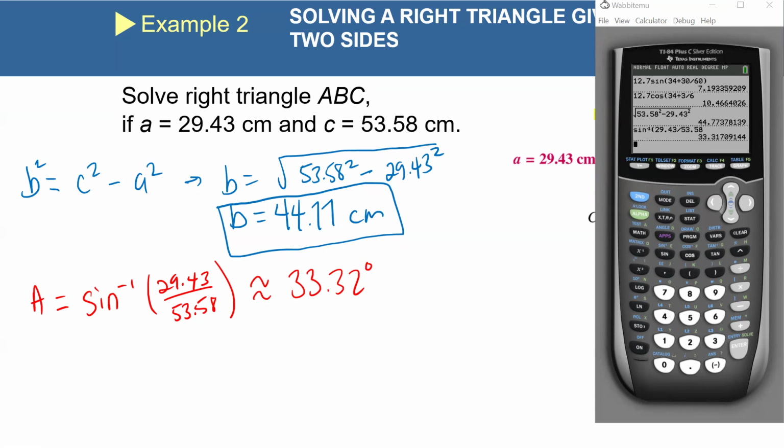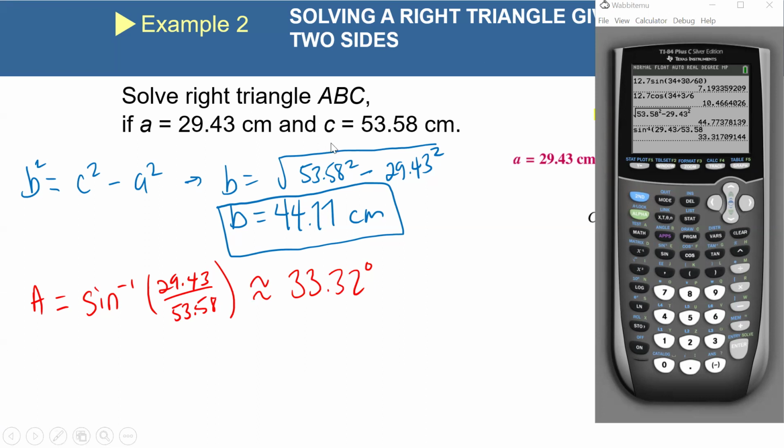If I wanted to convert this to degrees and minutes, what would I do? You're going to multiply. What would you multiply by? 60. Yes, you multiply 60 times the decimals. So take the 33, that'll keep, and then you take the 0.32, multiply it by 60. And then you get your other number. And then you multiply the decimal of that other number by 60.